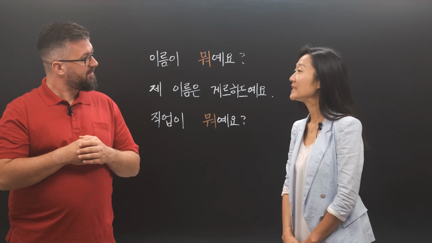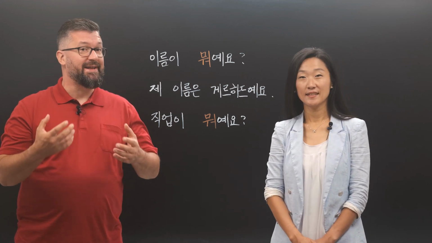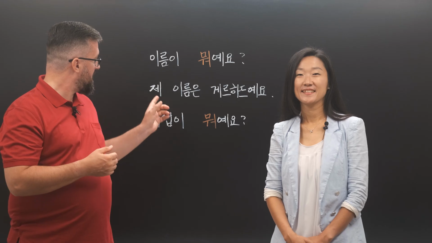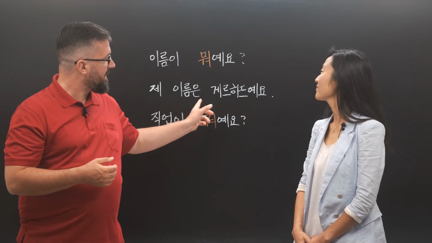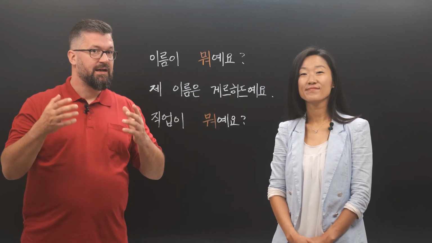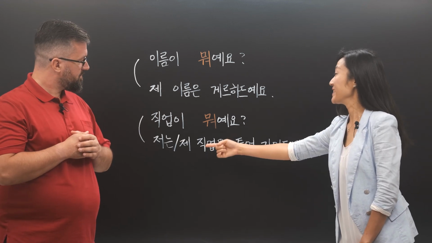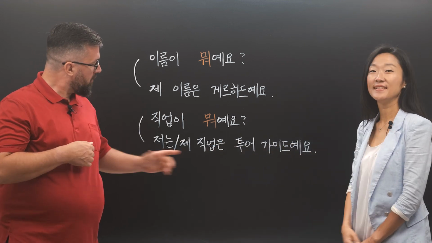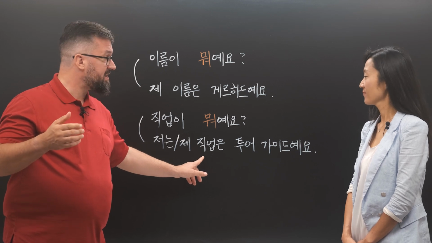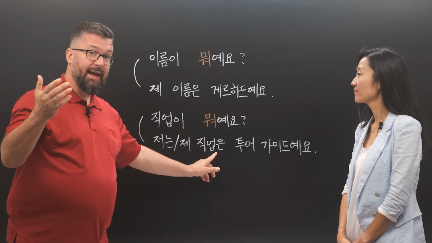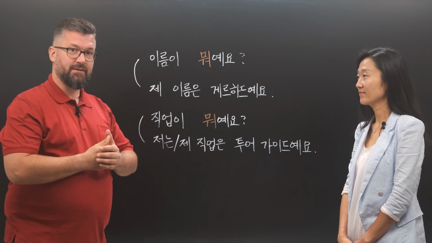게르하드 씨, 네, 직업이 뭐예요? 저는 투어 가이드예요. You can say also 제 직업은 투어 가이드예요. My job is tour guide. Yes. Same as 제 이름은 게르하드예요. I can say 제 직업은 투어 가이드예요. 저는 or 제 직업은 투어 가이드예요. Notice how we use 은 with 직업 because 직업 has 받침 ㅂ and 은는 is used for answers.